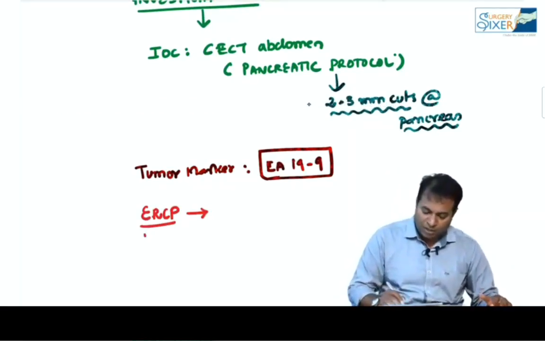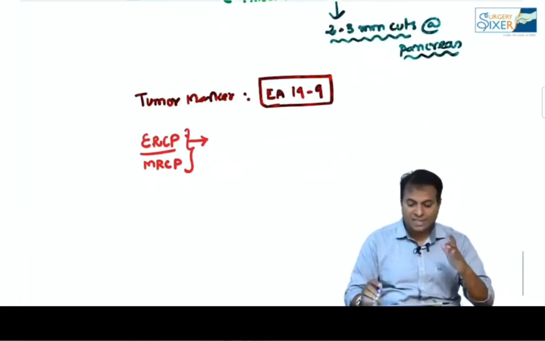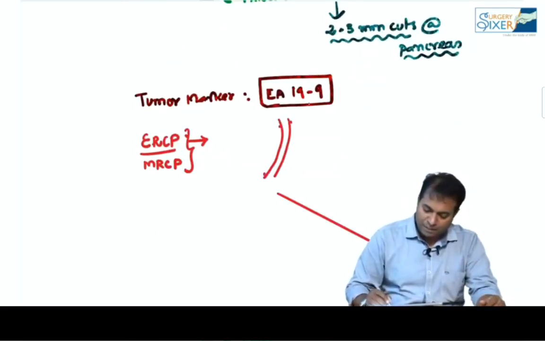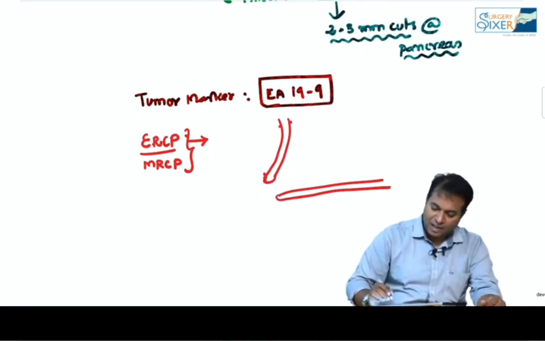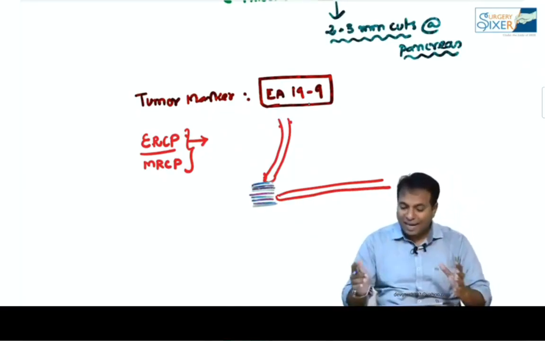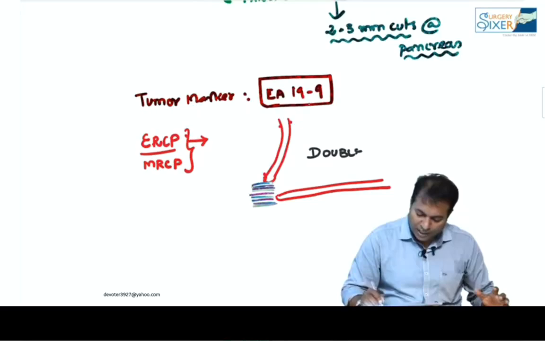But on ERCP and on MRCP, in a pancreatic head cancer, you will get one sign. What is the name of this sign? The bile duct will be seen like this, the pancreatic duct will be seen like this, and there will be a lesion here. What is this sign known as? The two ducts are dilated and separated, known as the double duct sign.